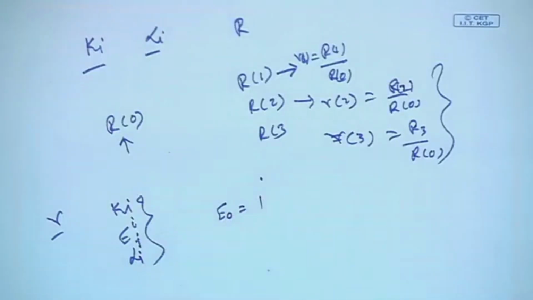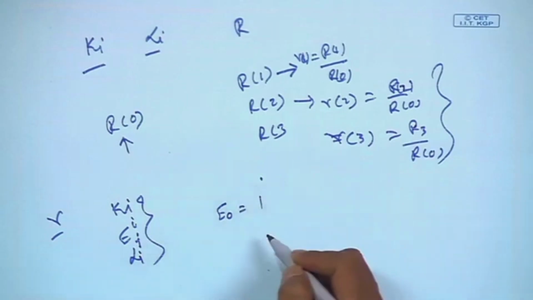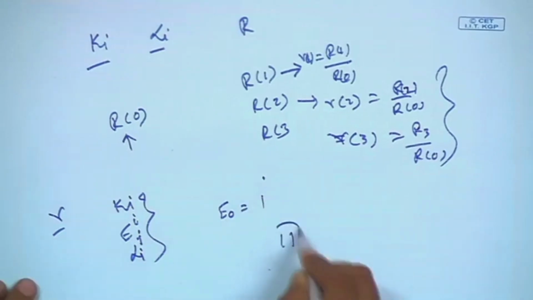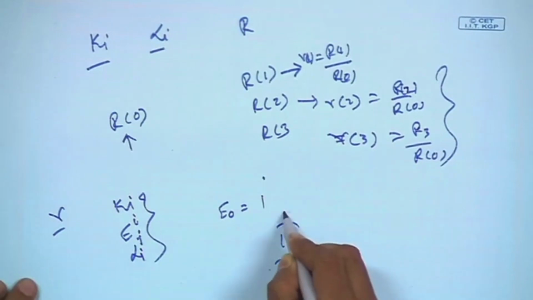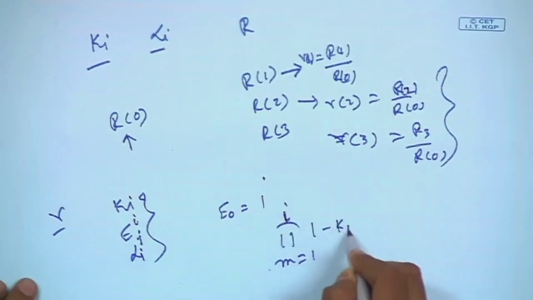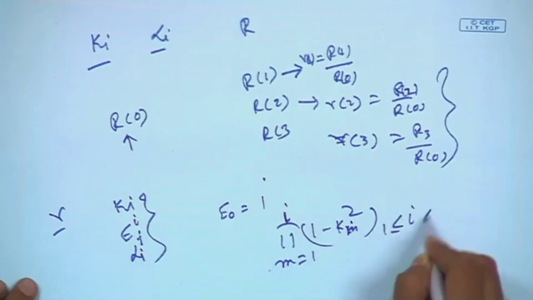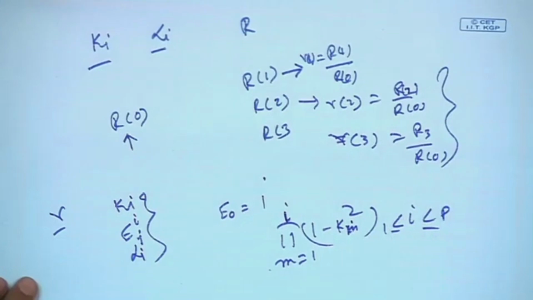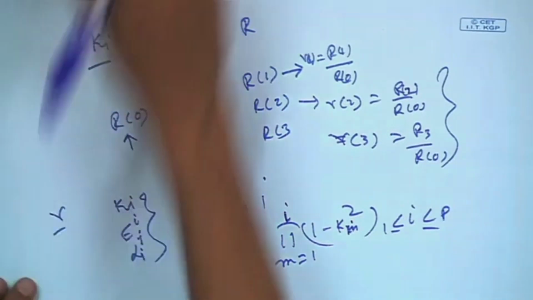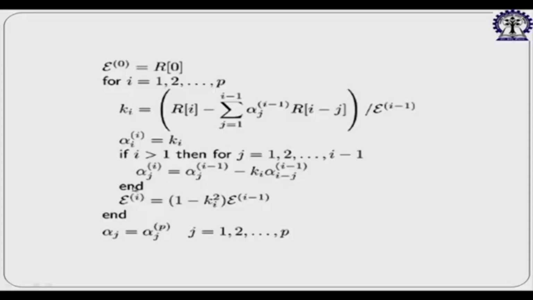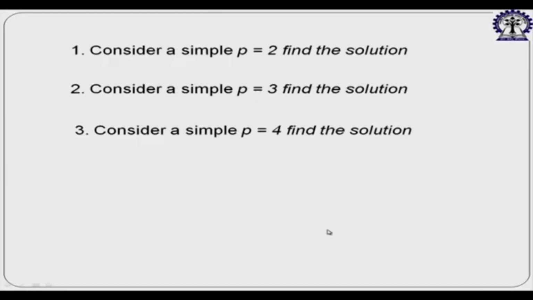Normalized autocorrelation. So, what is the normalized prediction error? If it is normalized, then the prediction error E 0 is equal to 1, because it is R 0 by R 0. So, it is nothing but the product over m equal to 1 to i of 1 minus k_m square, where i varies from 1 to p. Okay, so this is normalized autocorrelation. This is the program, you can implement it and find out whether it holds or not.